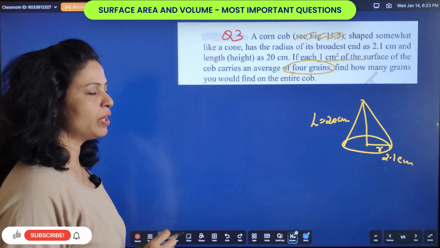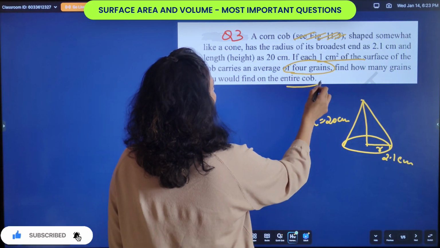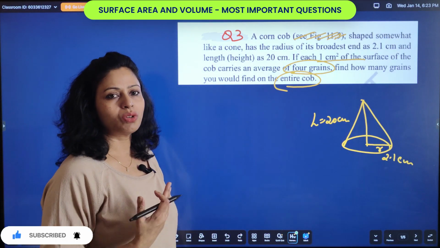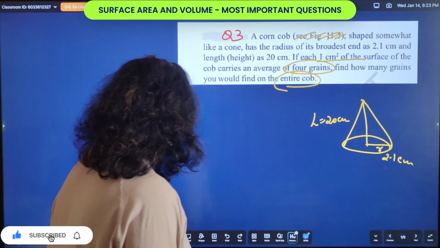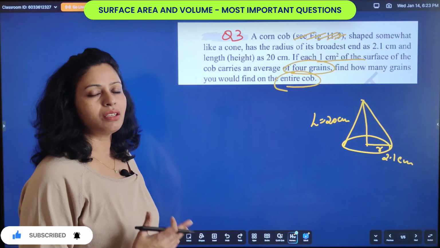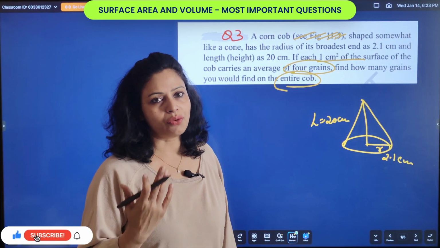Okay, 1 centimeter square carries 4 grains. Then they are asking you how many grains would be the entire cob. So basically we have to find out the total surface area of the cob, the cone. To find how many grains are present in the entire area of the cone, we have to find out the curved surface area of the cone cob.